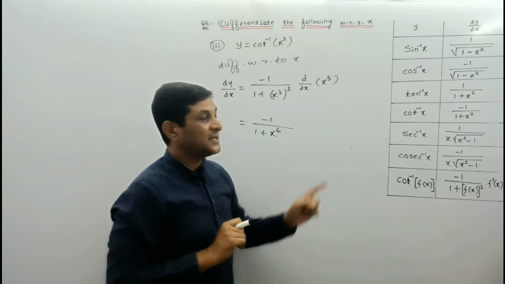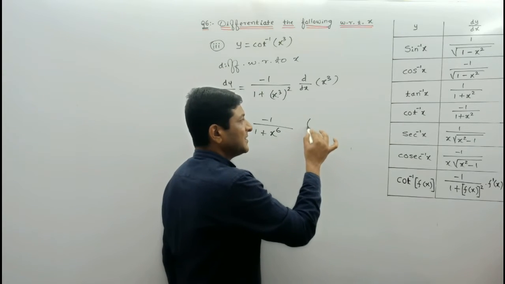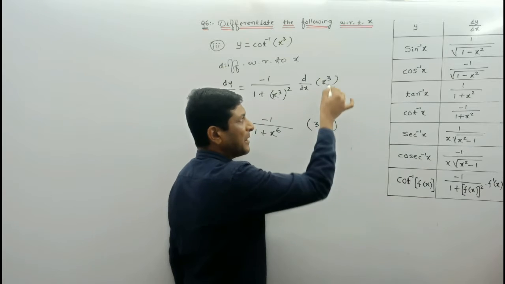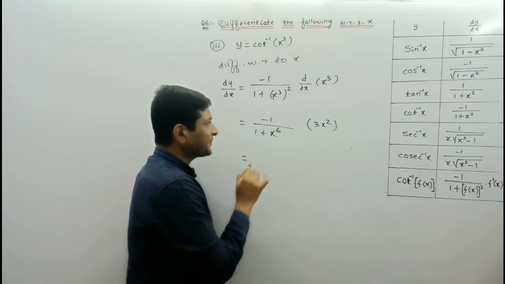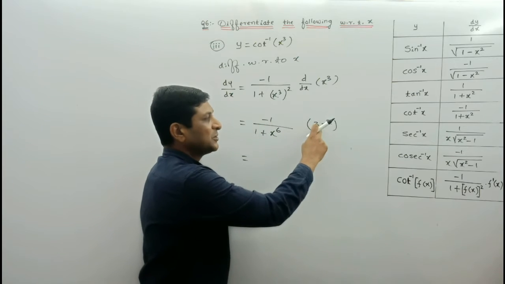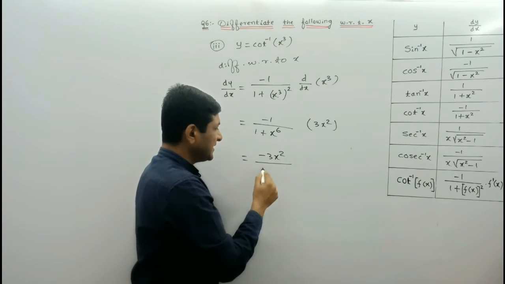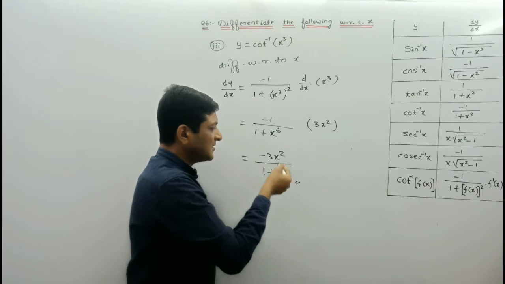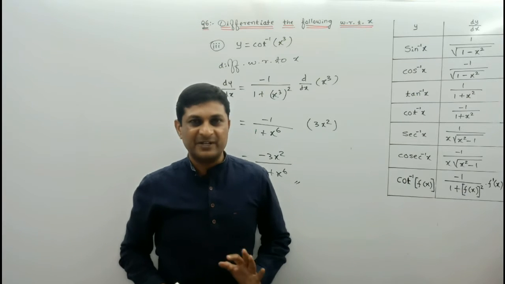So if you will observe here, x cube is in the form of x raised to power n, and its derivative according to the standard formula is 3x square, means simply take the power as a coefficient and decrease the power by 1. So which is equal to, now in the numerator, minus 1 into 3x square is minus 3x square, and in the denominator 1 plus x raised to power 6, keep it as it is. Nothing is there to simplify. That's why we can say that this will be our required derivative.